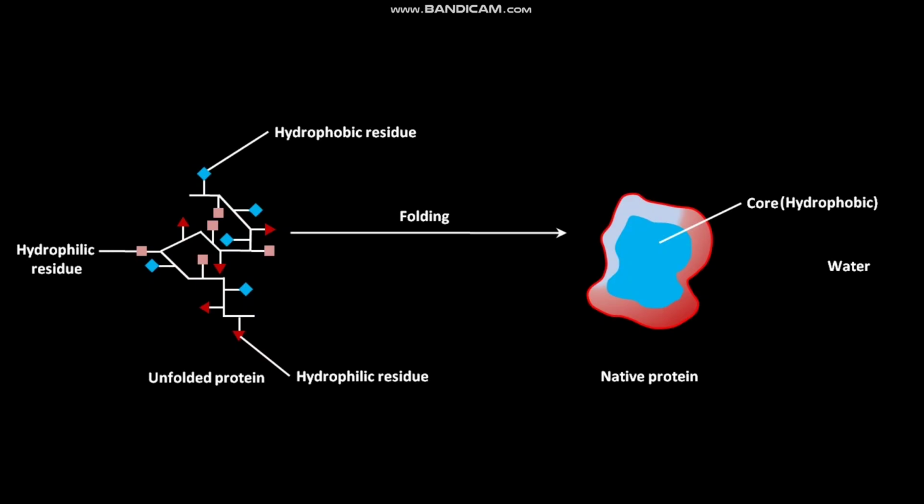The charged hydrophilic residues of the unfolded protein appear on the surface of native protein. So, the surface of native protein is hydrophilic in nature. This hydrophilic surface of native protein interacts with water and ions. The native protein undergoes unfolding to produce unfolded protein.